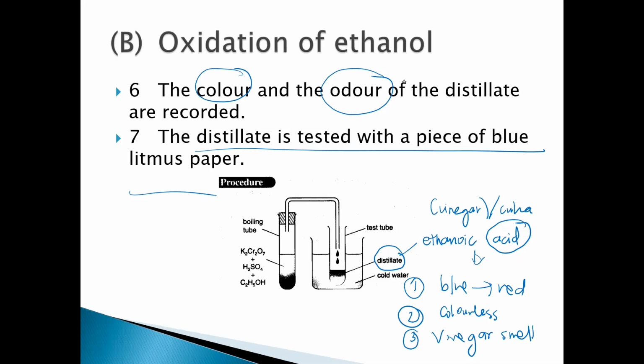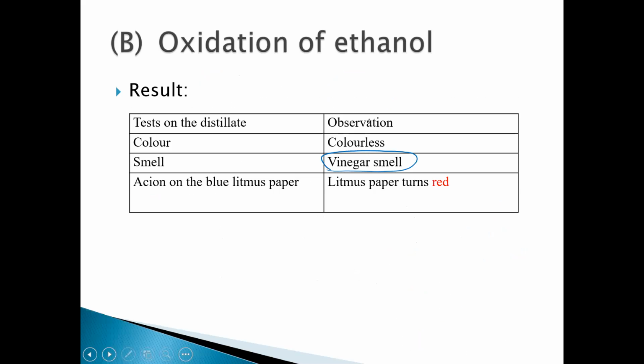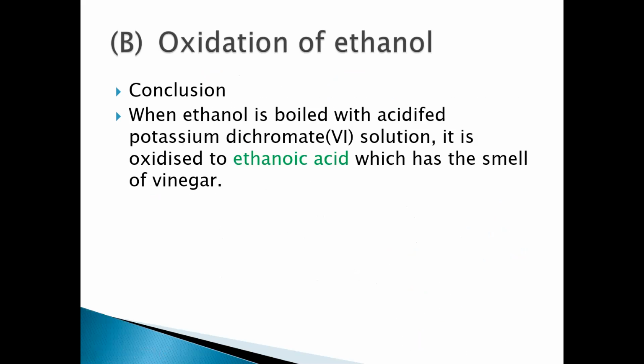Time is 4 more minutes. I got 4 more minutes, and I want to finish the experiment. So I told you when I boil it, it must be heated with acidified potassium dichromate 6 solution. It will oxidize to ethanoic acid with a vinegar smell.